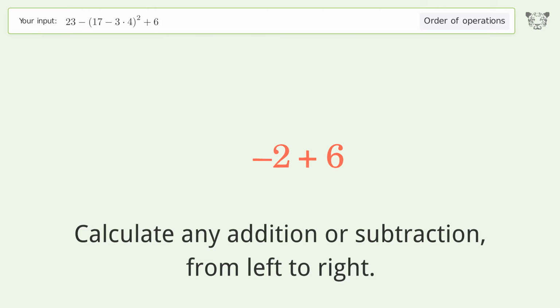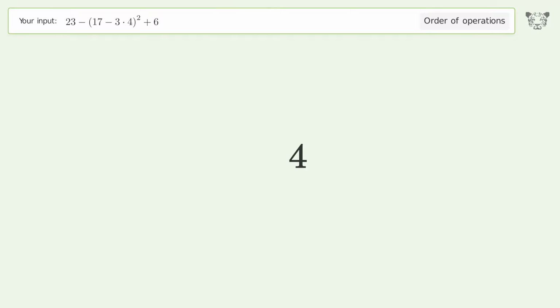Negative 2 plus 6 equals 4. And so the final result is 4.